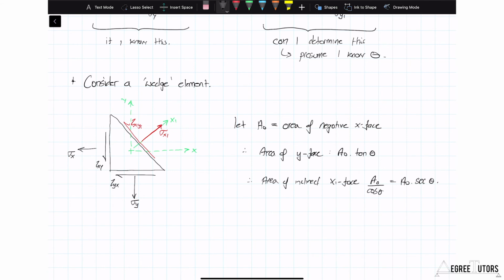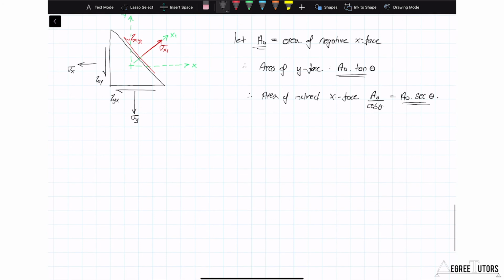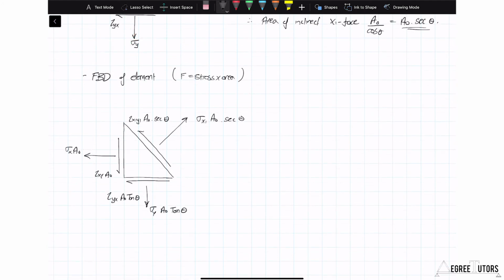If I take all of those stresses and multiply them by the areas I've just worked out, the relevant area multiplied by the relevant stress on that face, we're going to get forces. So I can actually sketch a free body diagram of this element, which is obtained by taking the force being equal to the stress times the area over which that stress acts.